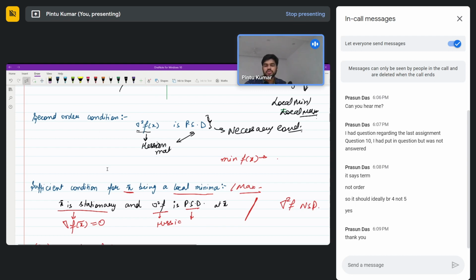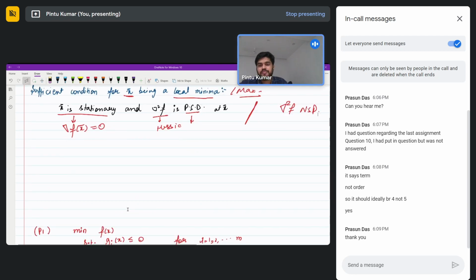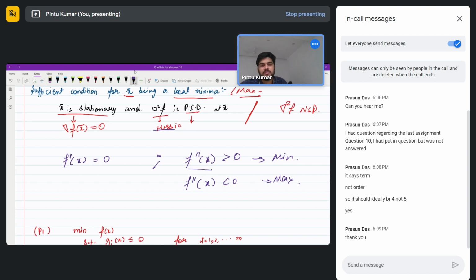Now, if you relate it to what you studied in class 11 or 12, how did you used to say that your point is a minimum or local minimum or not? First you need to find f dash x is equal to 0. Then you used to do the second order test: if f double dash x is greater than 0, then this is a minimum point, and if f double dash x is less than 0, then this is your maximum point. And a similar thing is happening over here. Just f dash x is replaced by Hessian, and your greater than equal to 0 symbol here is replaced by positive semi-definiteness. Okay. Any doubt till this point?